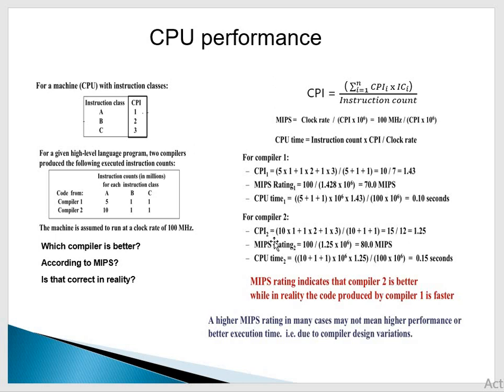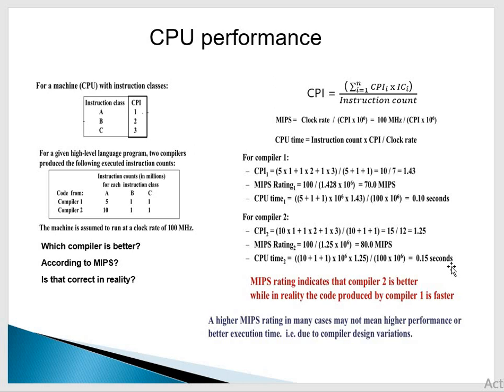Now we will try to evaluate the performance of compiler 2. In the similar case, we will first of all calculate the CPI. It will be 10 into 1 plus 1 into 2 plus 1 into 3 upon 10 plus 1 plus 1, which means a total of 12 million instructions. The calculated CPI will be 1.25, and by using this CPI in the MIPS equation, we are able to evaluate the MIPS, and it will be 80 million instructions per second. Now we will calculate the CPU time. For compiler 2, after putting in the values and calculating, we get a CPU time of 0.15 seconds.